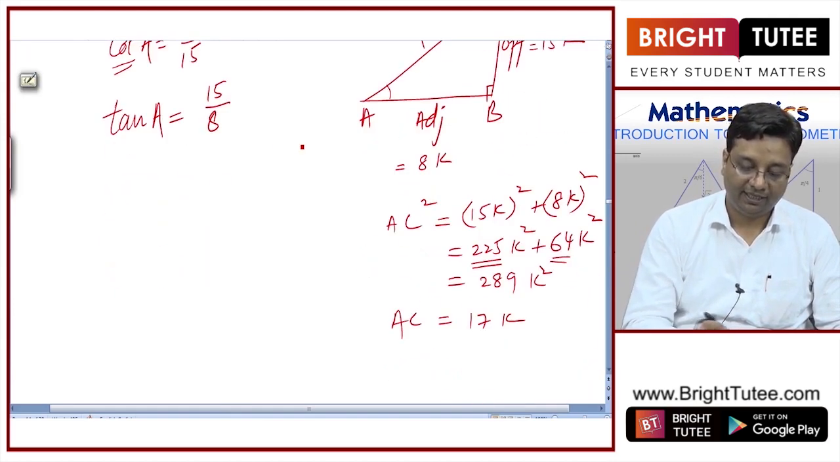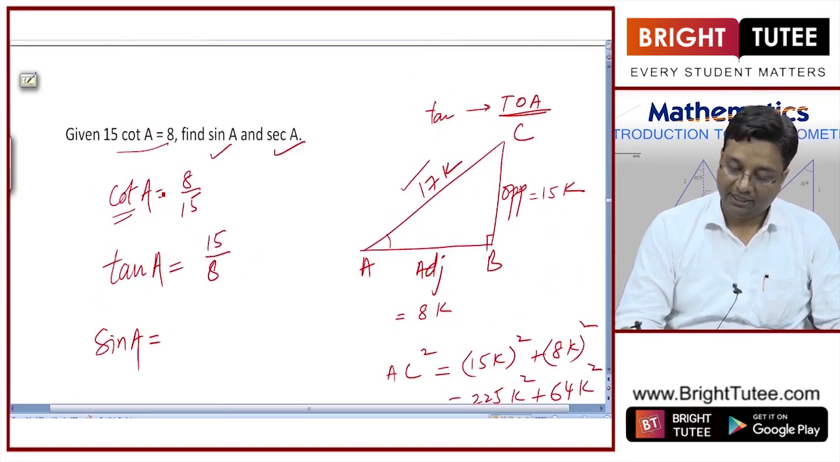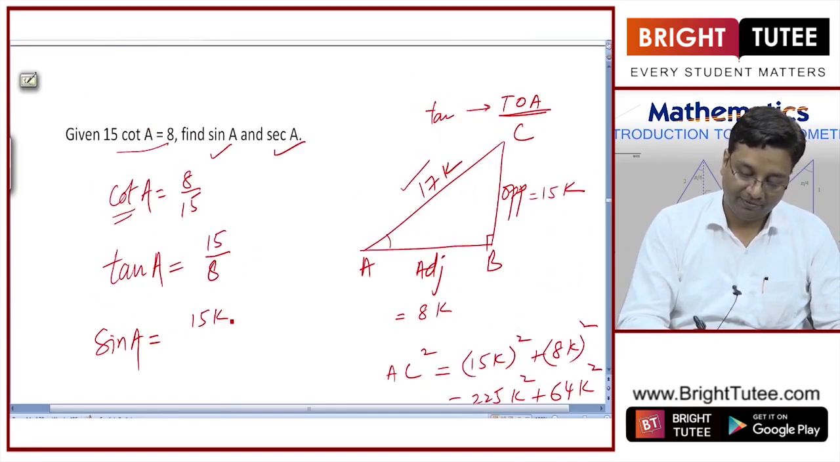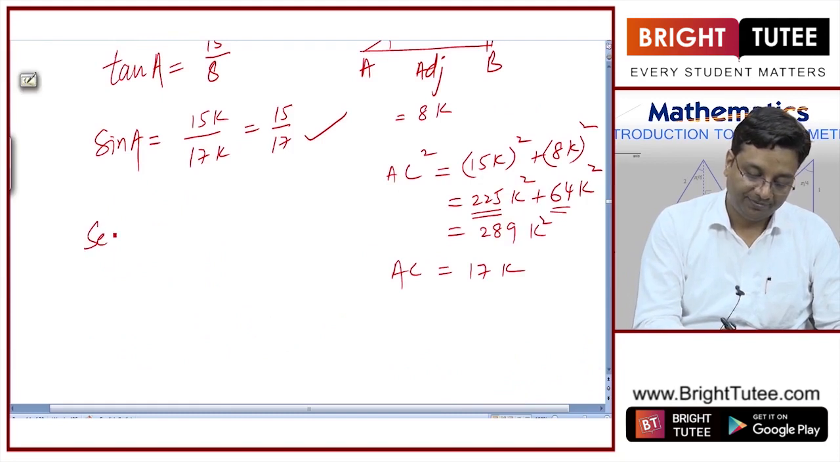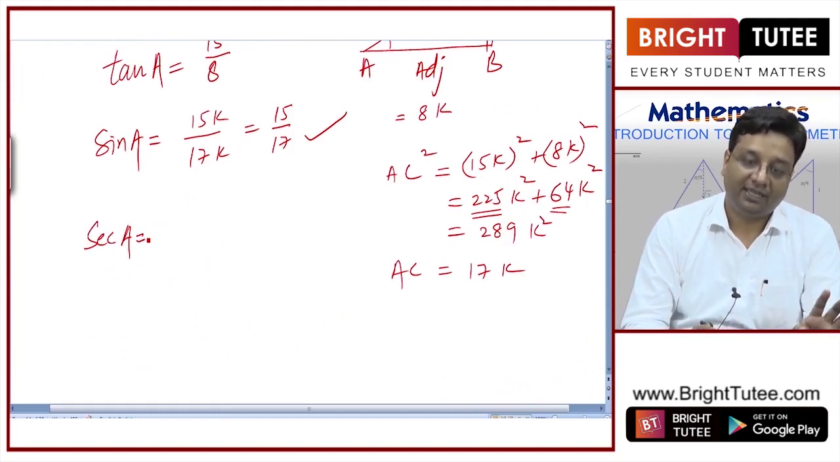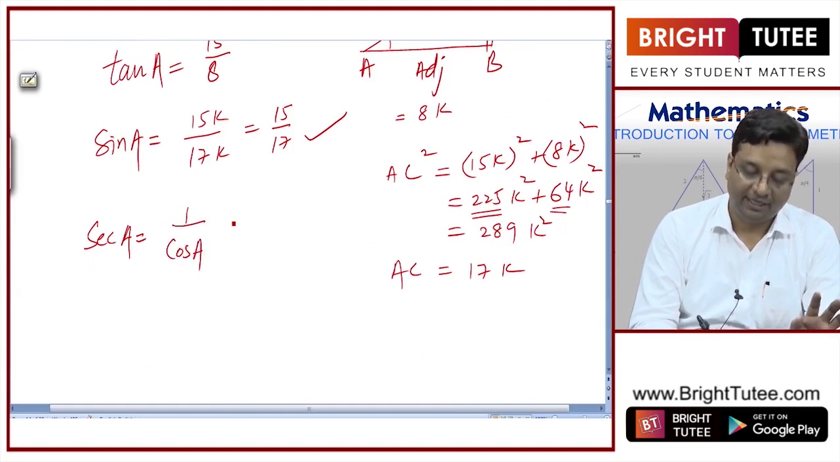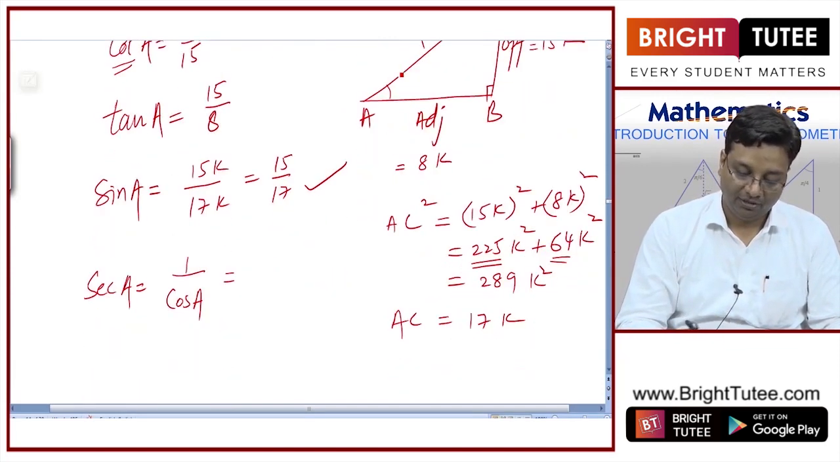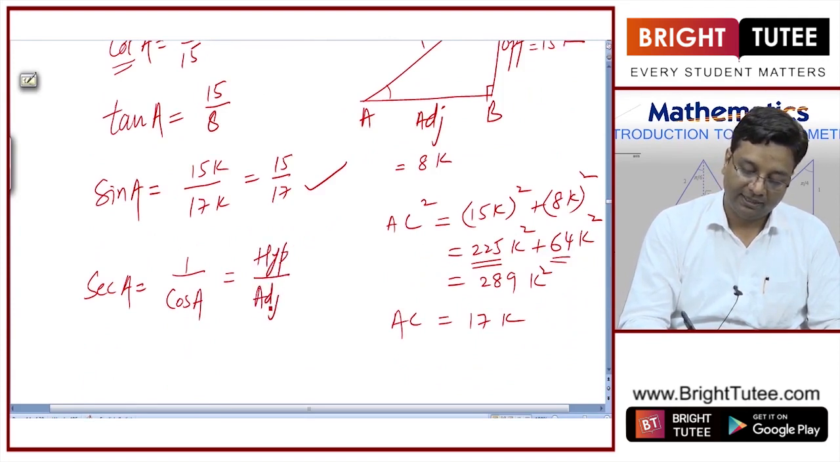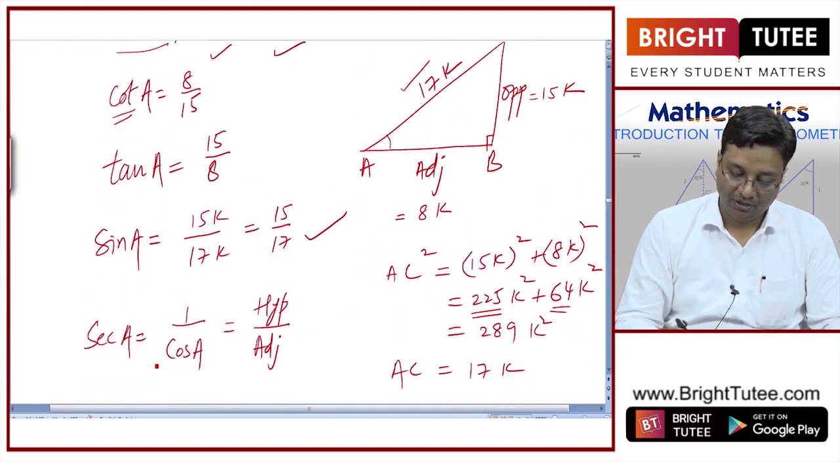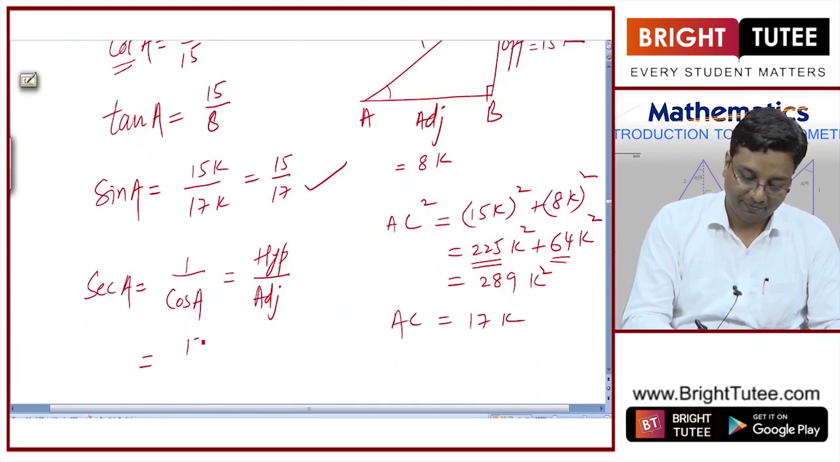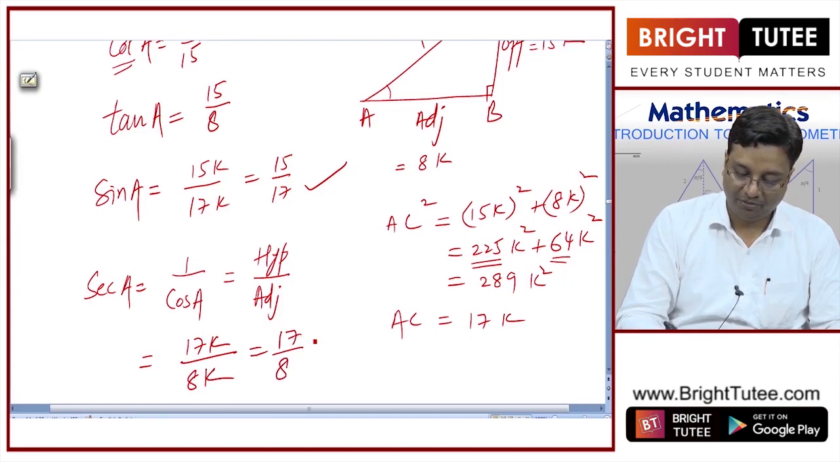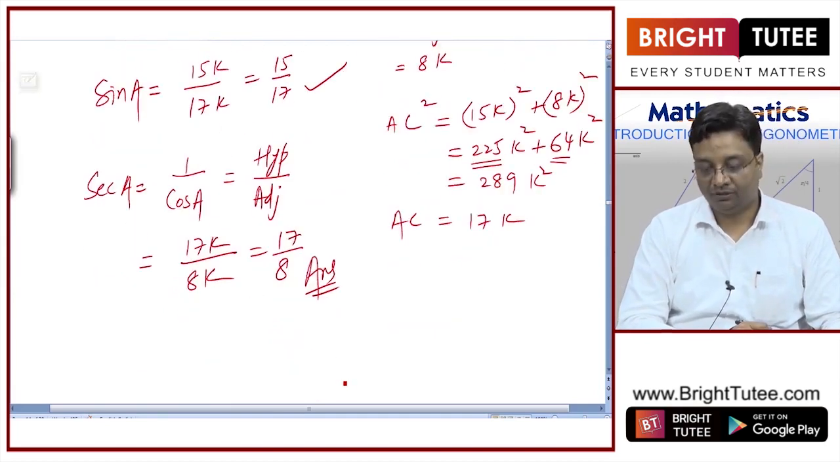Okay. Now sin A, secant A. What is sin A? Sin A is opposite by hypotenuse. So 15k by 17k, which is equal to 15 by 17, right? What is secant A? If you are not comfortable with secant directly, you can write it as 1 by cos A, right? What is cos? Cos is adjacent upon hypotenuse. So we can write it as hypotenuse upon adjacent side. So secant of A is equal to hypotenuse, which is 17k, and adjacent side, which is equal to 8k. So it is equal to 17 upon 8. So this is your answer for this question.